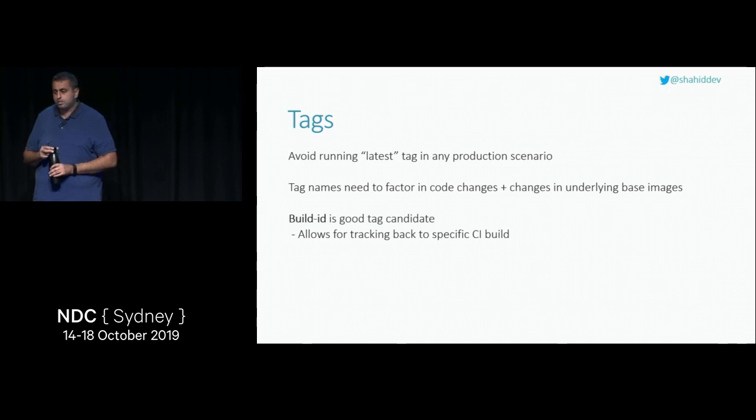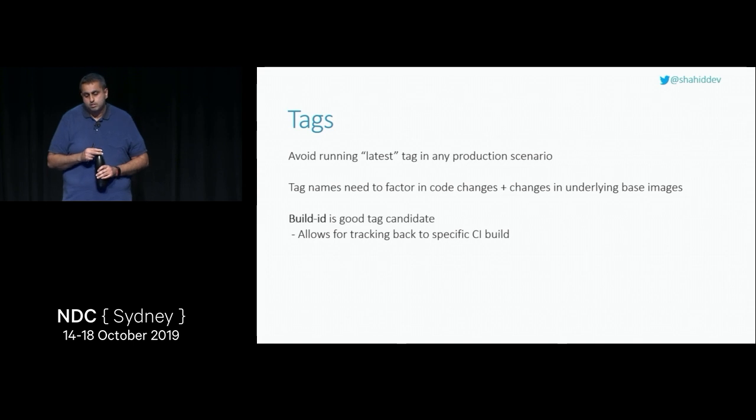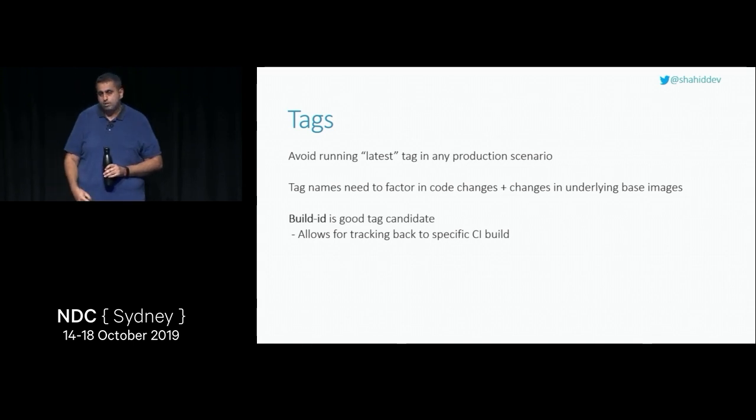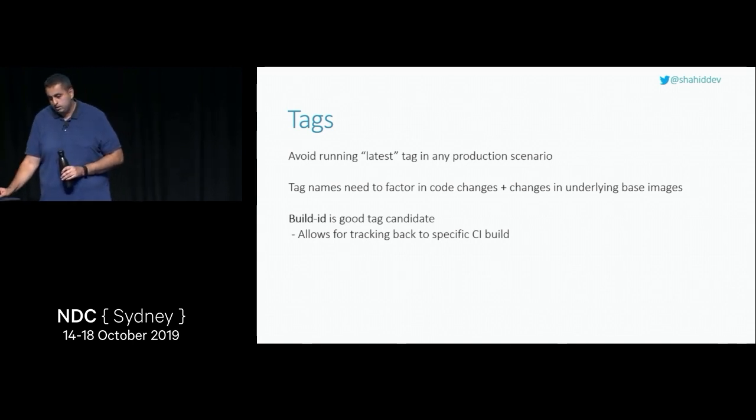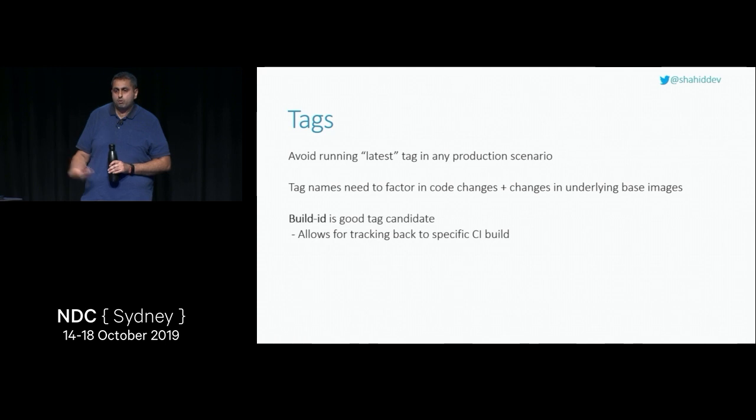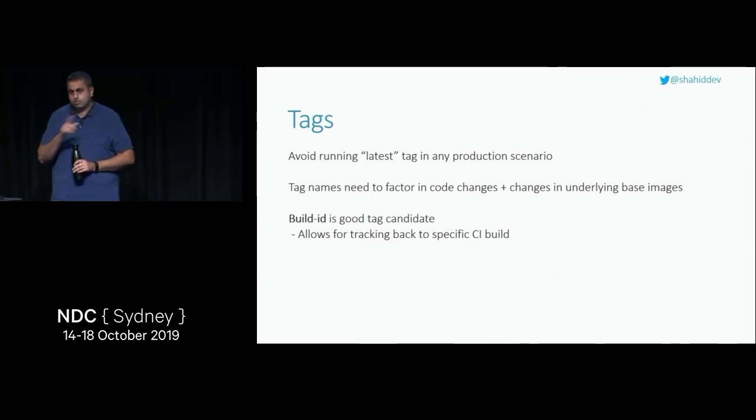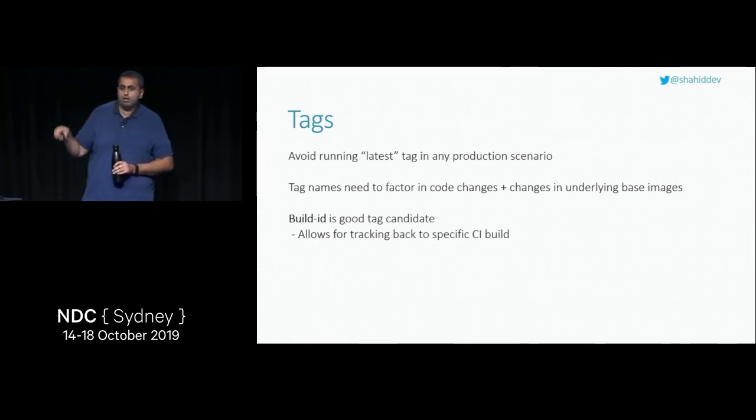Tag naming is hard, because you have to factor two things in. So you've got your code changes. Sometimes people say, what should I put in my tag? Well, it could be V1, that's the version of my application. But of course, you're going to be deploying multiple times on V1. So maybe I use major, minor, patch, build number.